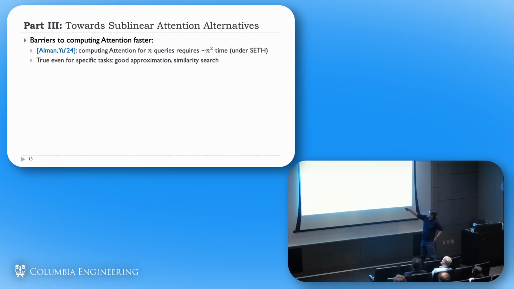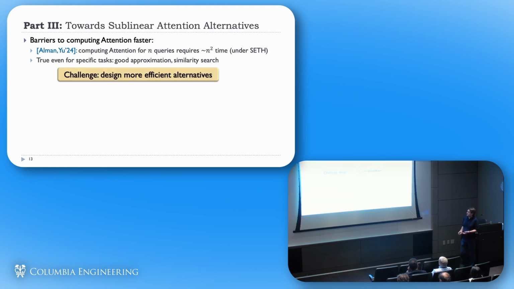Okay. One reason to do this is another paper here at Columbia, by Alman and Yu, who showed that computing attention for n queries requires n squared time. So fundamentally you cannot speed up attention if you are to compute it exactly. We also showed that even for some definitions of approximating attention, you cannot do this, or even some tasks that transformers can do efficiently, you cannot solve them faster than quadratic time. And therefore, you cannot speed up attention fundamentally. Okay, so perhaps a natural question is, can we change this attention mechanism to something else?